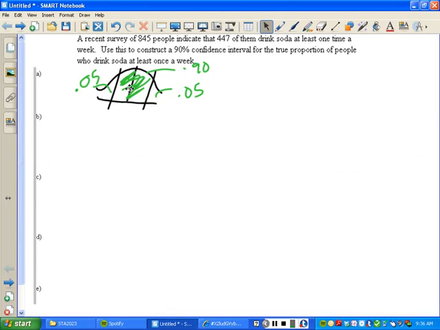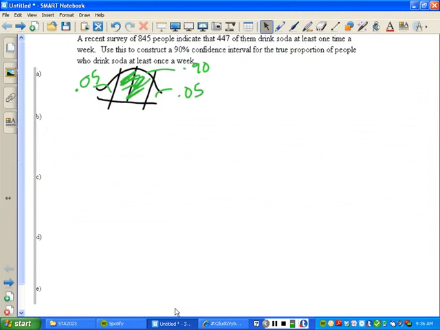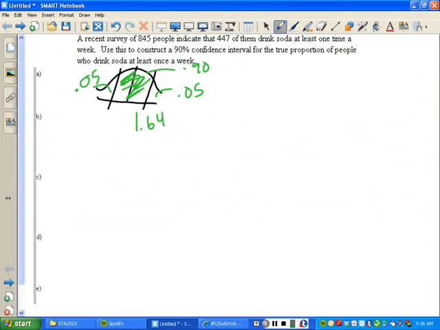Okay? So 90% has 5% left over on each edge. Okay? So looking up 0.05, you get 1.645. So the z-score for that then is 1.645 and negative 1.645.